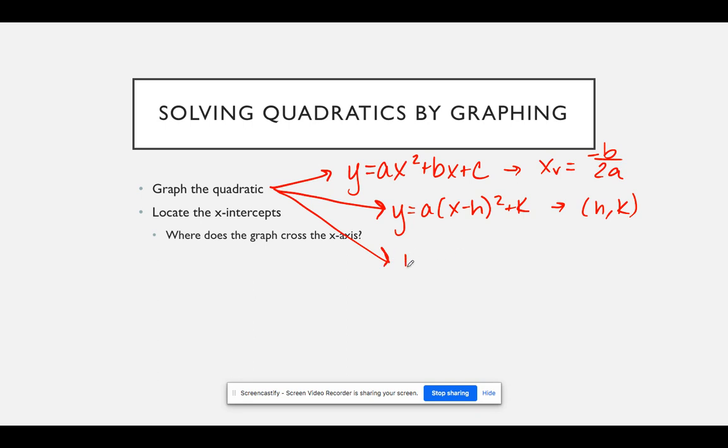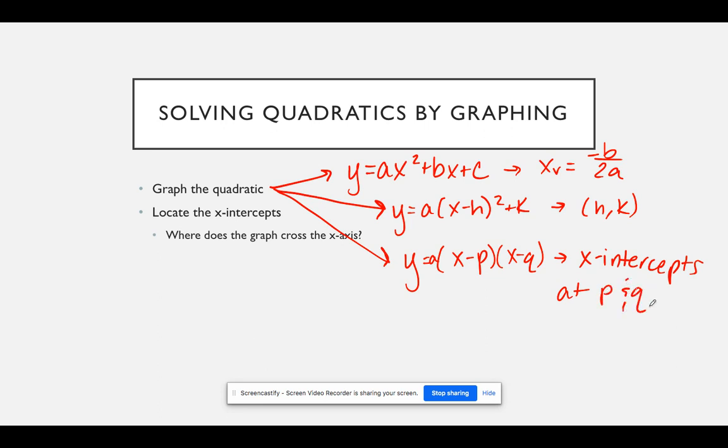And if you have factored form, usually it's written as a times x minus p times x minus q. That's where you have your x-intercepts at p and q. And those x-intercepts are what we want to find in order to solve our quadratic. So we want to find those x-intercepts. So basically, where does the graph cross the x-axis?